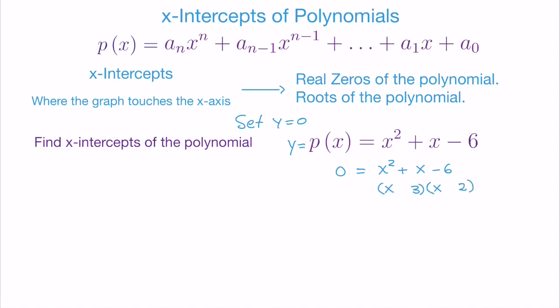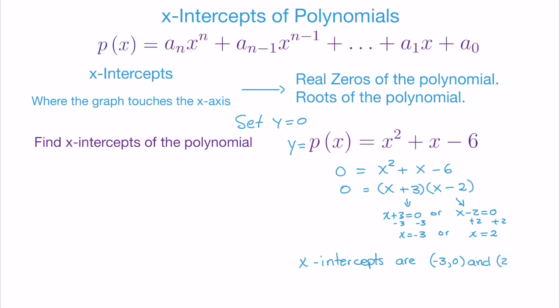Factor. The 3 has to be positive, then the 2 has to be negative, and then you use the zero factor property of the real numbers, which tells you if the product of two factors is 0, then either one factor is 0 or the other factor is 0. And then we solve for x, so subtract 3 on both sides, you get x equals negative 3, or in this case you add 2 on both sides, or x equals 2. So the x-intercepts are (-3, 0) and (2, 0). Those are my two x-intercepts.